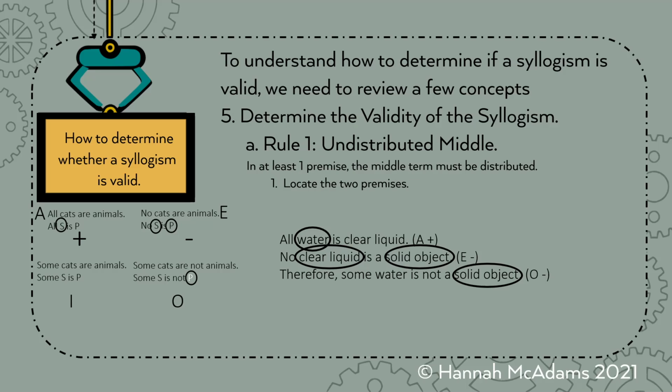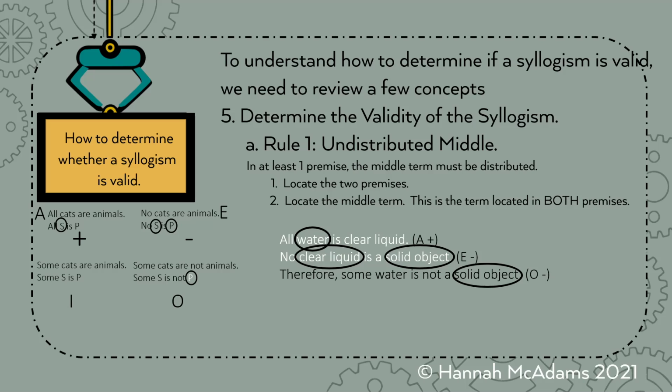Now we're going to talk about the rules. The first rule is the undistributed middle. In at least one premise, what are the premises? The first two statements; the last one in a syllogism is the conclusion. So we're going to locate the two premises, which are all water is clear liquid, no clear liquid is a solid object.